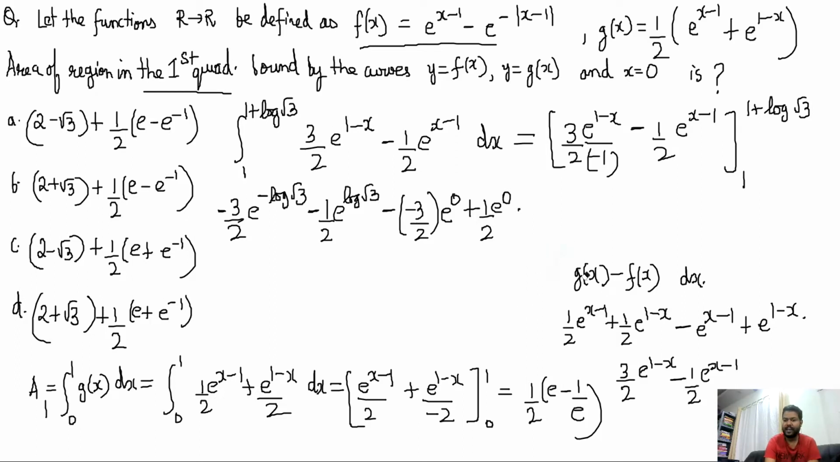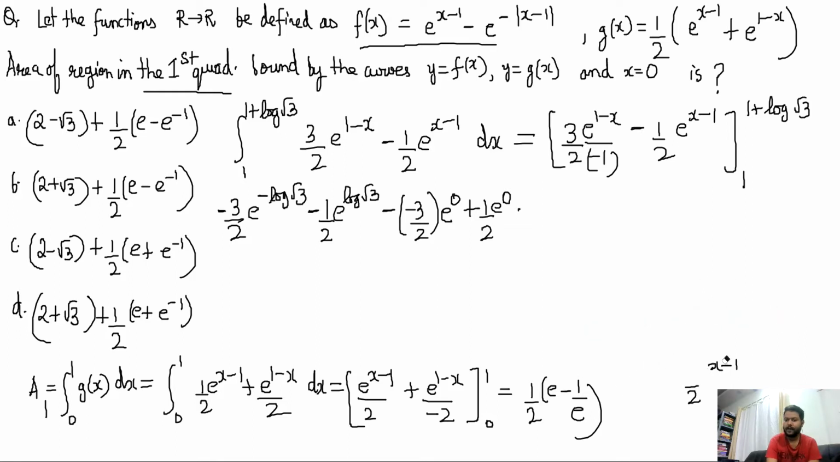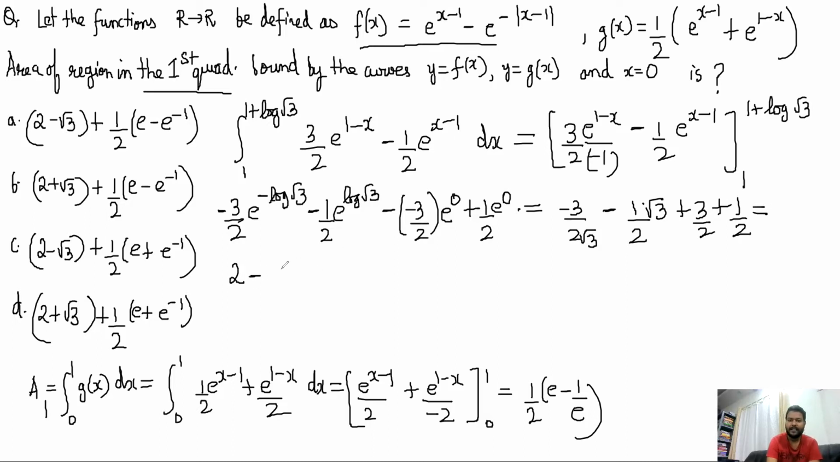So let's try and evaluate that now. If you evaluate this, this becomes minus 3 by 2, and in the denominator e power log root 3 becomes simply root 3. This becomes minus half, in the numerator root 3, and this becomes plus 3 by 2 plus half. So that equals 2 minus 3 by root 3, which becomes root 3. This is root 3 by 2, and this is minus root 3 by 2. So it becomes 2 minus root 3.